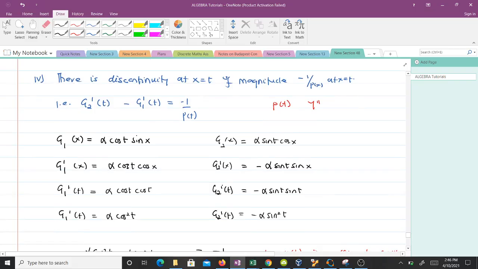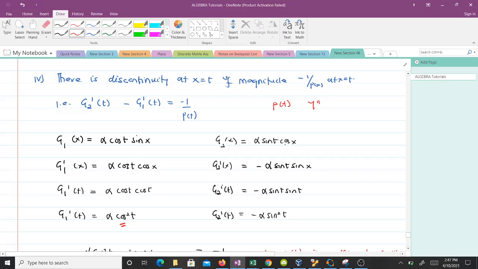When we try differentiating with respect to x, when you differentiate sine, you get cos. So you get alpha cos t cos x. Then at x equals t, you get g1 prime of t will be equal to alpha cos t cos t. That one will give us alpha cos squared t. Then we come to g2 of x. So g2 of x is given by alpha sine t cos x.